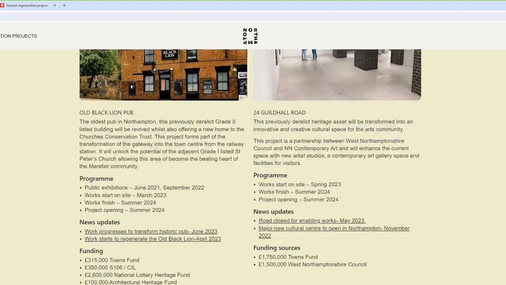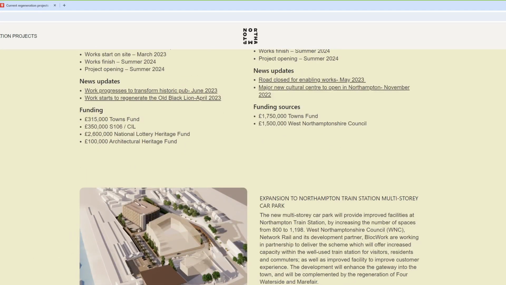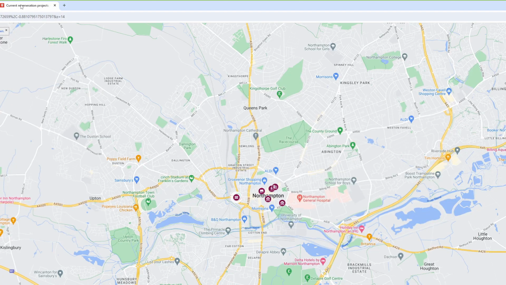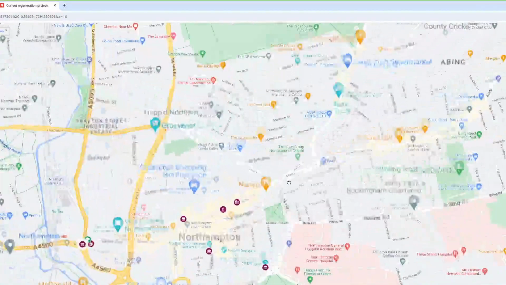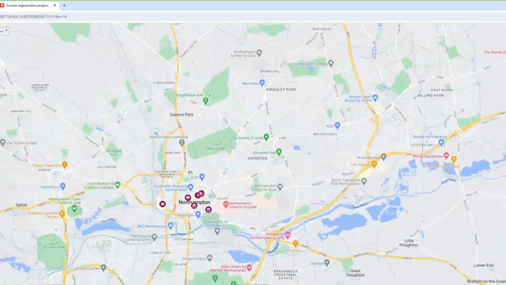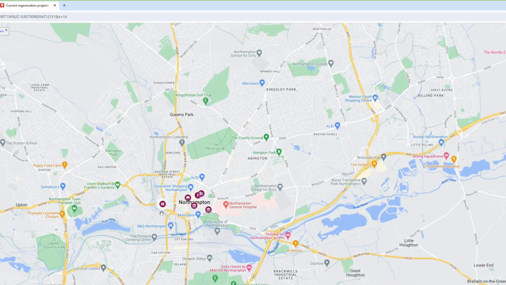The Black Lion pub, and also the phase 2 of the train station. But what they've also done, very helpfully, is put those sites onto a Google map. And one thing that's very interesting, so I keep this view here, is you can see that all the investments are quite close together.